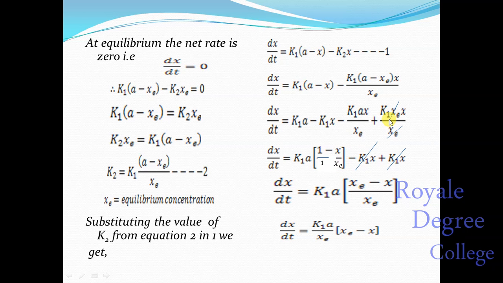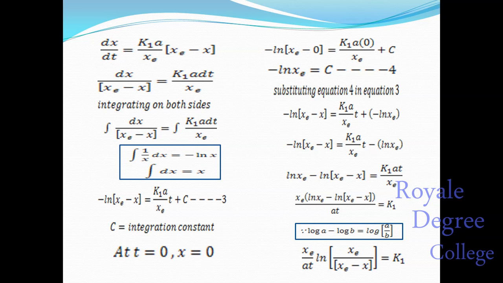Then minus K1x, we are taking this minus K1x, then plus K1x. So now the minus K1x plus K1x gets cancelled. Here, as you can see, xe into 1, so you will get xe. Then 1 into x divided by xe. So in the next step, dx by dt is equal to K1a by xe into (xe minus x). So dx by dt is equal to K1a into (xe minus x) by xe.